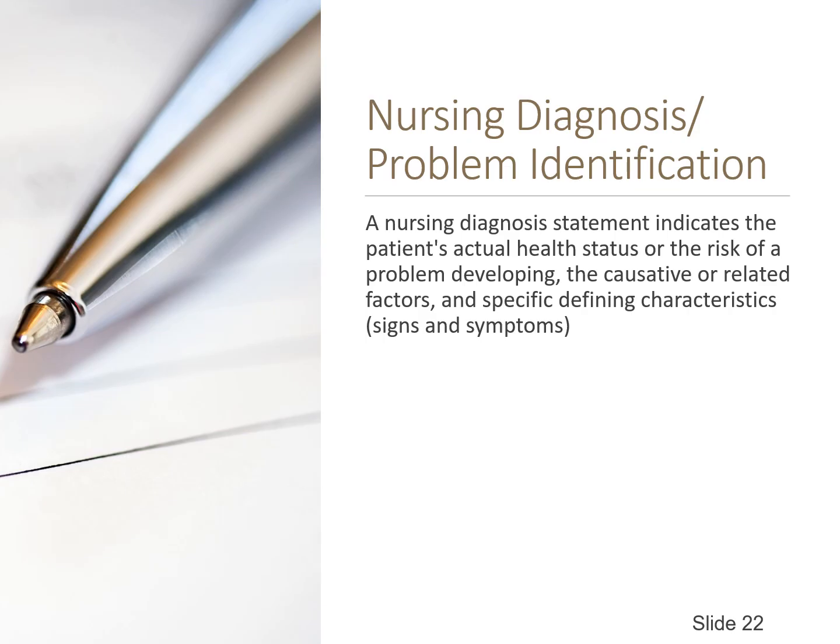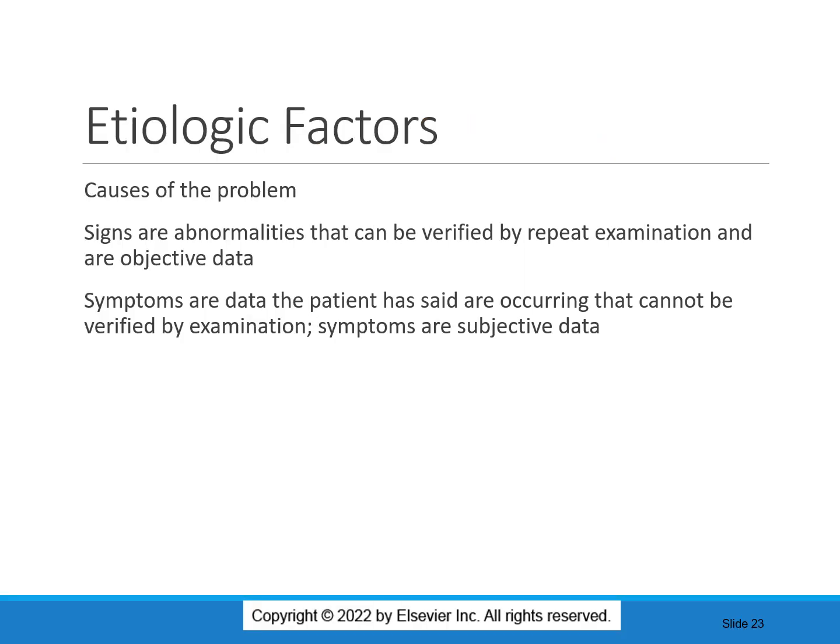Once problem statements are identified, the planning phase occurs. It is acceptable to use standard abbreviations for problem statements. For example, pain, RT, that means related to, right ankle injury, AEB, that means as evidenced by discomfort and swelling. We'll get a lot more practice with that in the clinical setting. Etiologic factors are the cause of the problem. These are often the result of some pathophysiology.